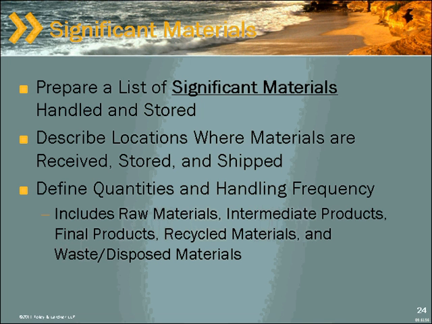Listing of significant materials. This is whether they're stored or processed or they're sitting on the loading dock, the volumes, when they are received and shipped and stored, all the quantities, and, of course, the frequency. This would include raw materials, intermediate products, final products, recycled materials, and waste/disposed materials. Again, this is in the significant materials portion of the SWPPP, and it's very important that these areas where they're stored and the quantities are very well documented, especially from a spill and a loss prevention standpoint.